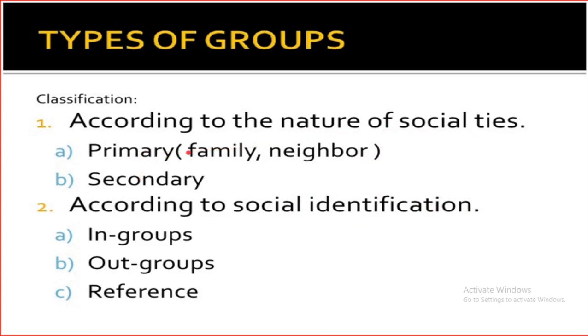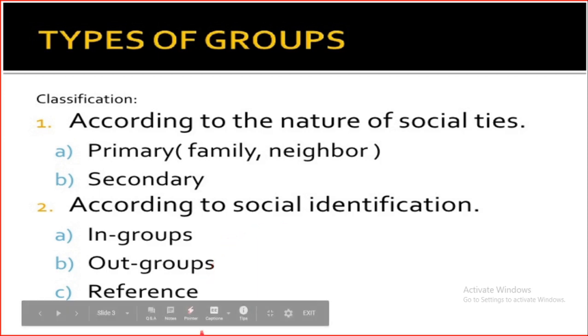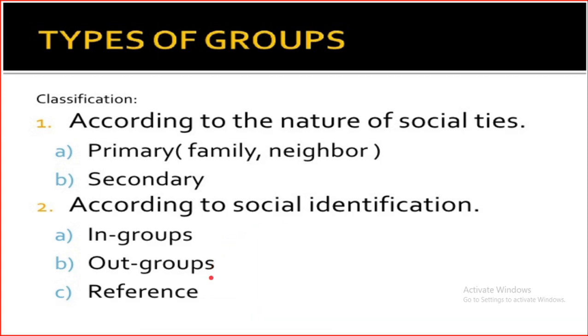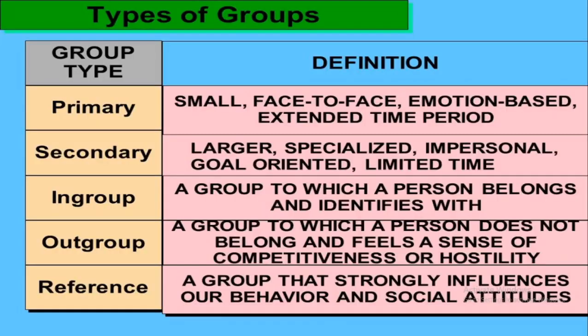A primary group is like family and neighbors. So you have common interactions, close interaction, and an emotional bond is there. And a secondary group is one where emotional bonding is not there or close contact is not there. Now according to social identification, social groups are divided into three groups, that is in group, out group and reference groups. We will discuss these in detail in the next slide.